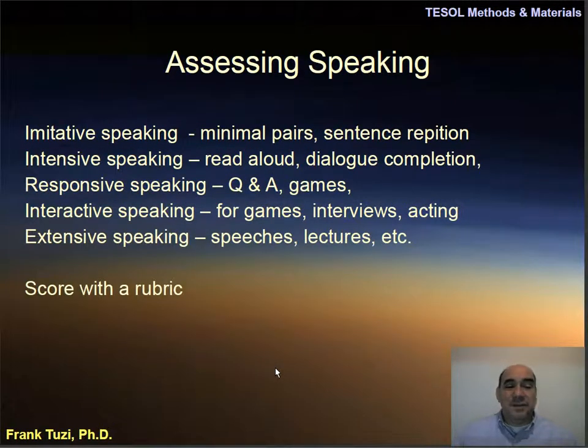Types of assessing. Imitative speaking, right? Minimal pairs. You all know what a minimal pair is, right? Feet and street, for example. The only difference is the st and the f. Ear and year. Ear and year is a minimal pair, right? You have students listen to the two and try to be able to pronounce both of them or identify which ones they are, right? Sentence repetitions.